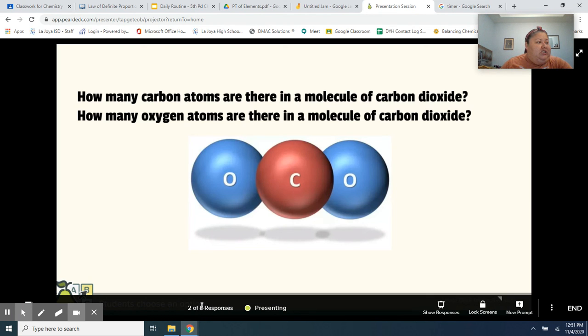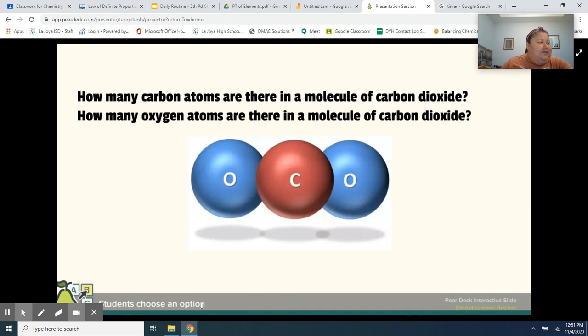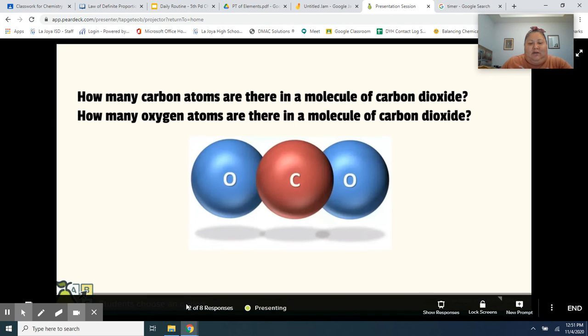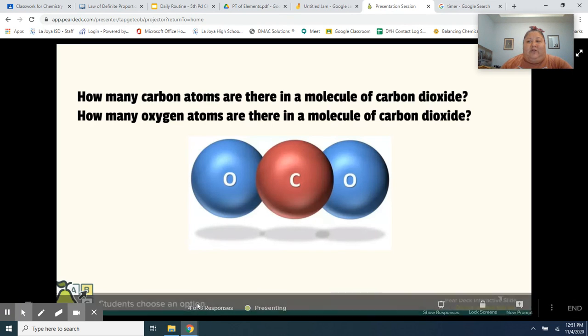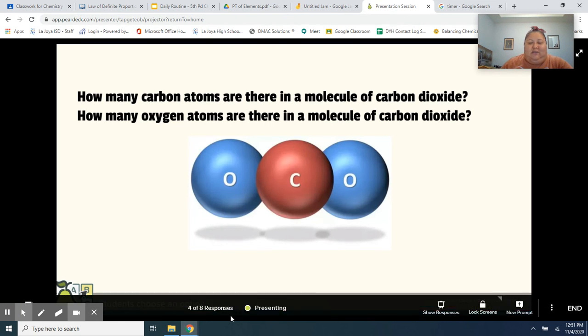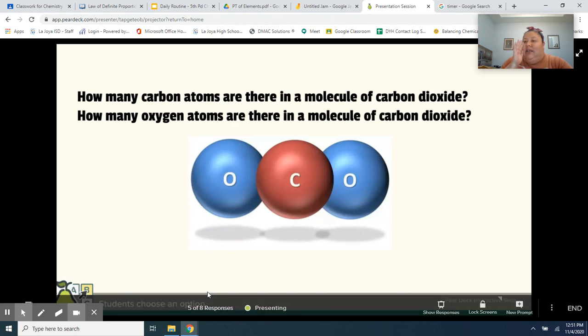Irvin, did you answer the question? Gabby, Kaylee, Efrain, America, have you answered the question? All right, 3 people have answered. I need 3 more answers. 4 people have answered. Come on, guys. How many atoms do I have of carbon? How many atoms do I have of oxygen in this compound or in this molecule? Come on. Hello. Hello out there.